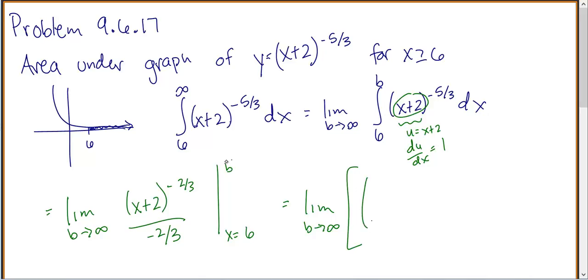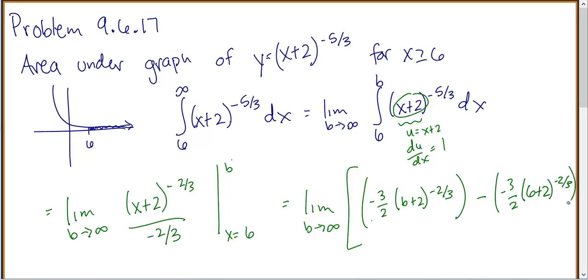Okay, so let's plug in our b. Let's also change this negative 2/3. Instead of dividing by that, this is the same as negative 3/2 times, we're plugging in, b plus 2 to the negative 2/3, minus, and we'll do negative 3/2 times 6 plus 2 to the negative 2/3.